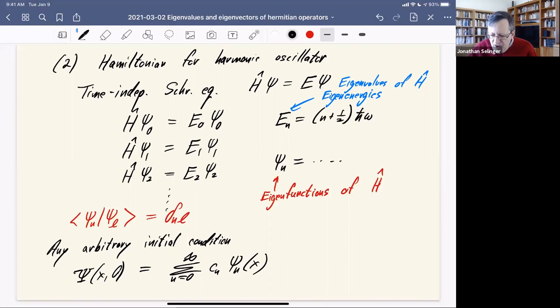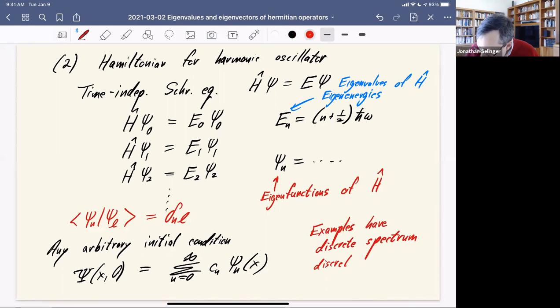Okay, now, one thing that these two examples have in common is that they both have a discrete set of eigenvalues. That is, you can count the eigenvalues on your fingers, right? There's eigenvalue 0, 1, 2, 3, 4, right, etc. Okay, so I'll say these examples have a discrete spectrum. That is a discrete set of eigenvalues.